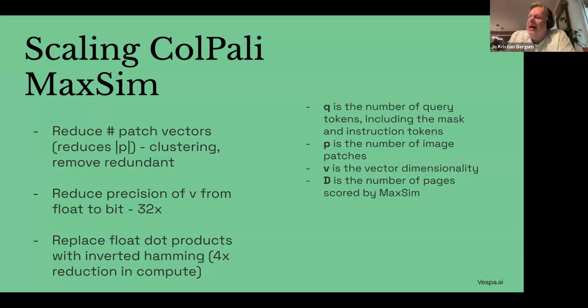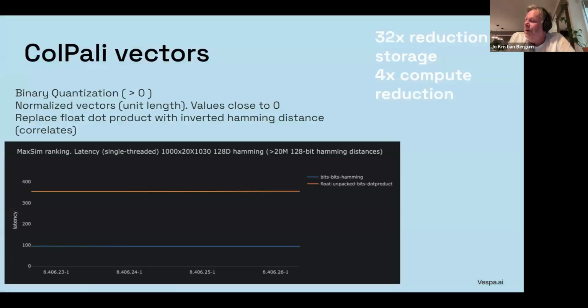You can also scale the compute by replacing the float dot products with a binary similarity measure, meaning, for example, using an inverted Hamming distance. And this also improves compute by 4x. So that's how you can scale this and make it more efficient. And this compares performance and latency using float representations versus bit representations. So you get almost 4 times faster. But the most important part here is that you reduce the storage requirements by 32x.